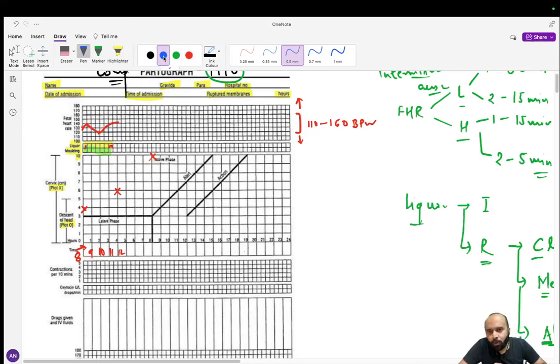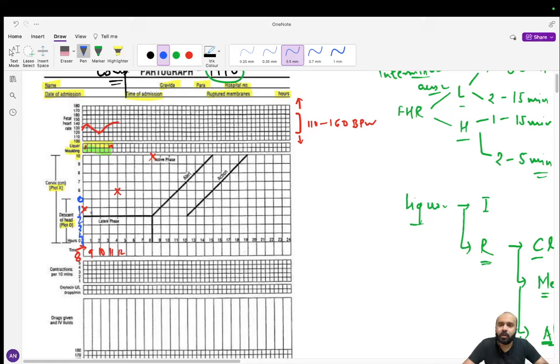Whereas I'll be plotting the descent of the head once the head gets engaged. How do I plot it? Remember that this is given from 0 to 5, so I have to consider it the other way around. So this has to be considered as 0, 1, 2, 3, 4, and 5. So how do I plot it?